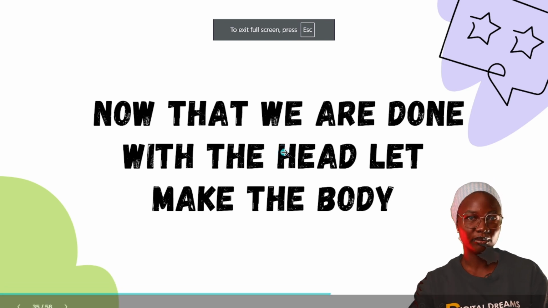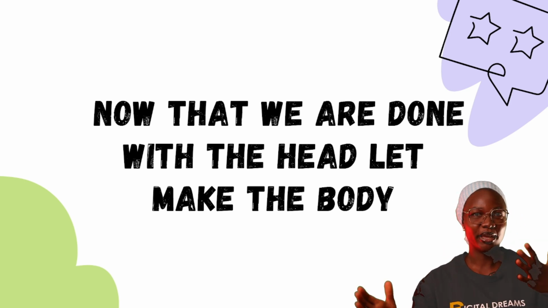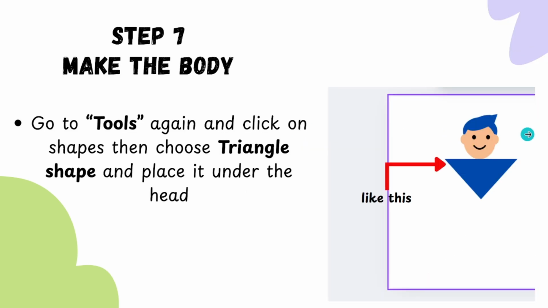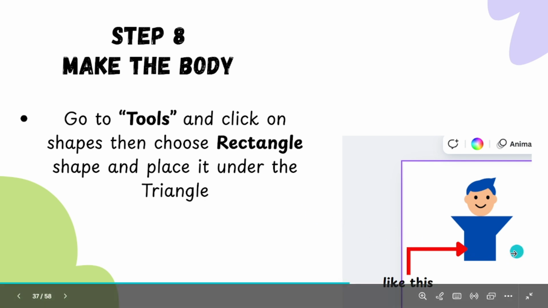So now that we are done making the head of our Superman, the next thing is for us to make the body, which is step 7. To make the body, we go to tools, and then we get a triangle shape, and then we place it so it will be like this, right? Then we also go to tools again and get a rectangle shape, or a square, whichever you prefer, and then we place it like this, under the triangle to get this, right?